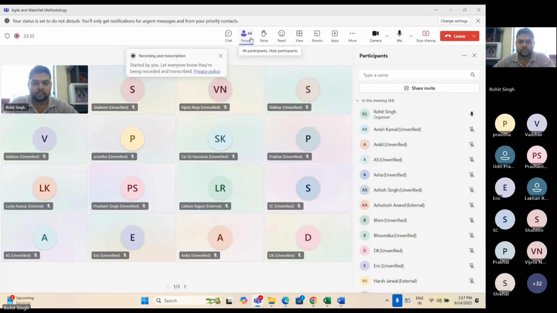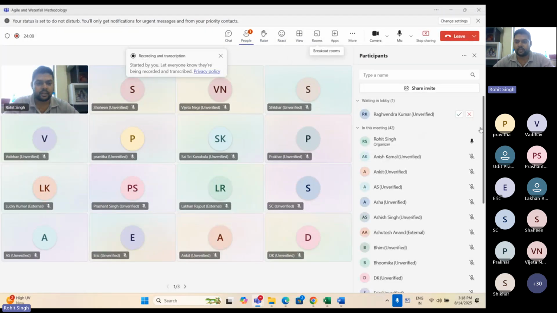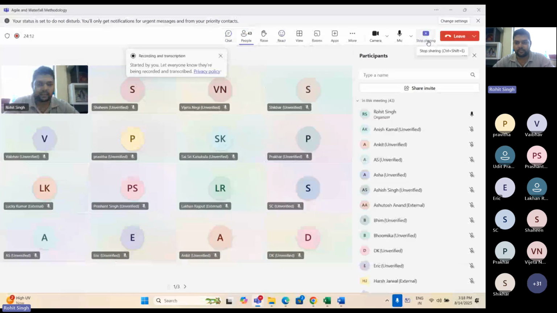Next month, we took the requirements for people, and then we are doing planning, design, development, testing, deployment, and support for people. Then raise, then react, then view, then rooms. So again and again we are doing the planning, design, development, testing, deployment, and support. So we are doing incremental approach, as per the burn down and burn up charts. First one was done, then two, then three, then four, then five, then six. So it keeps on increasing.